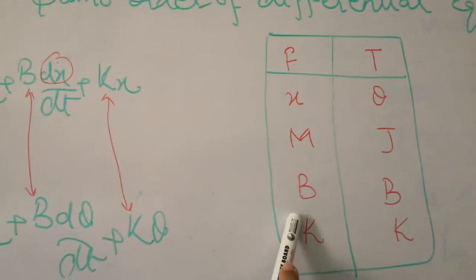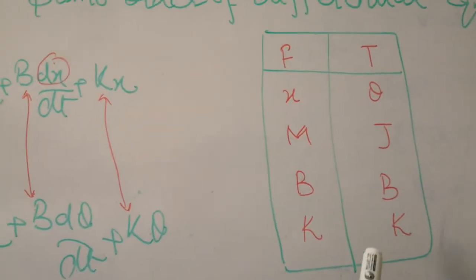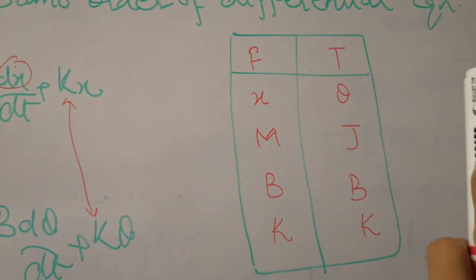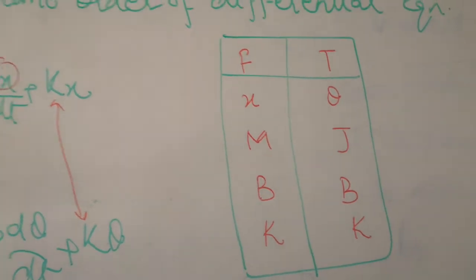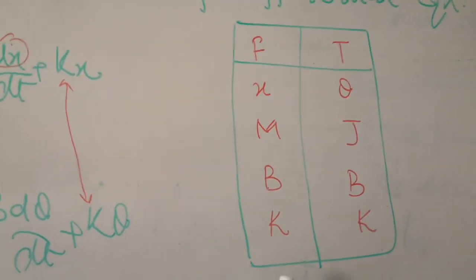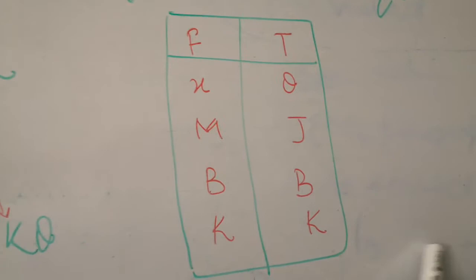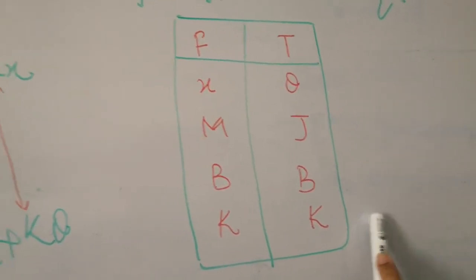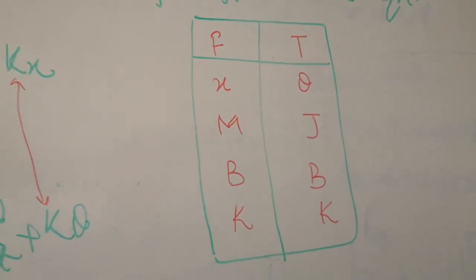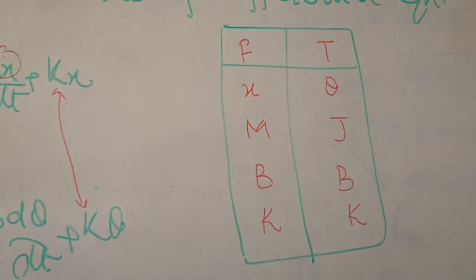This table we are going to extend in the next lecture by introducing our current dependent and voltage dependent analogous systems here. So you have to keep some space here, because we are going to add 2 more columns here for your current and voltage analogy systems.